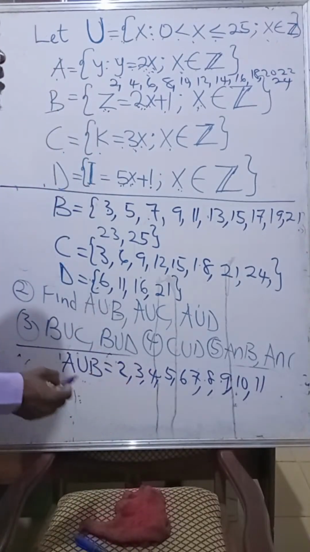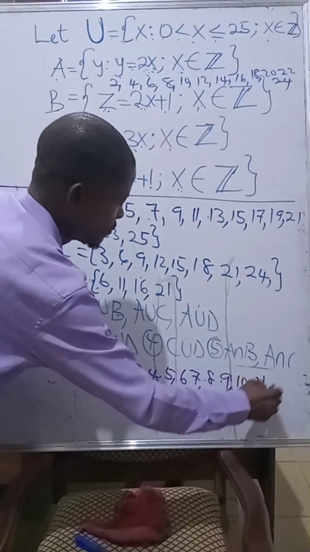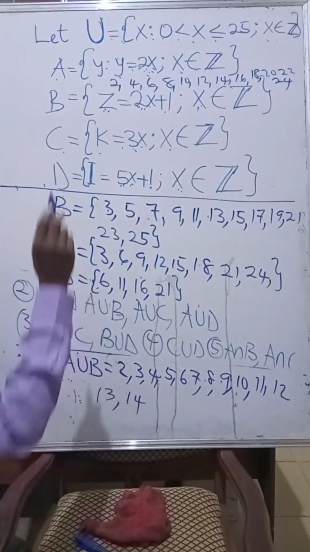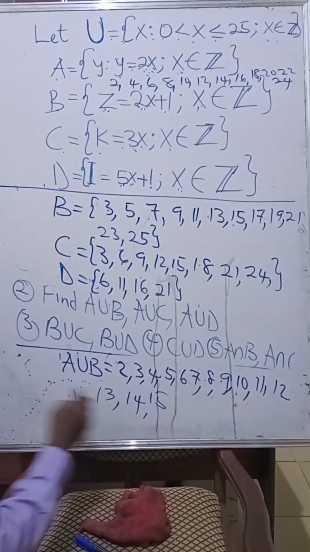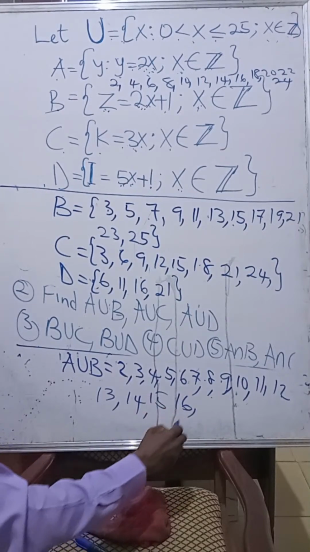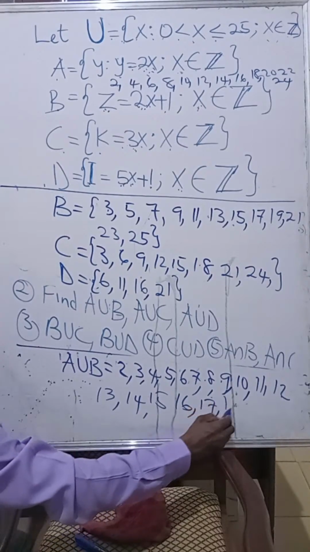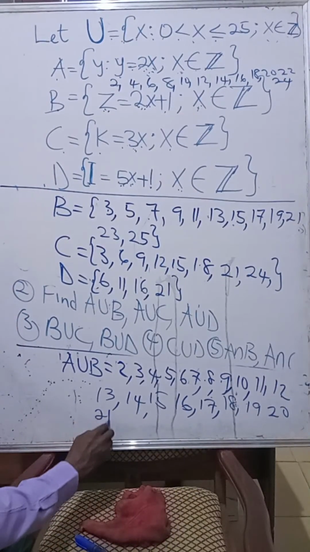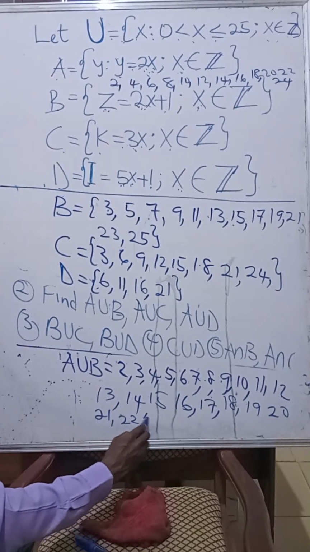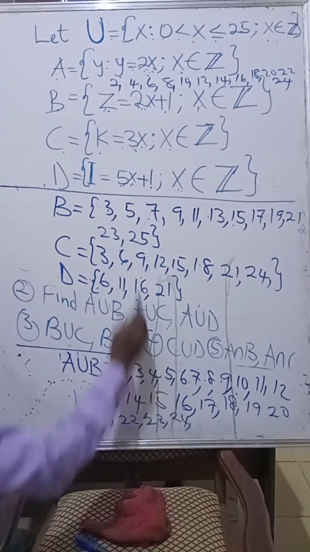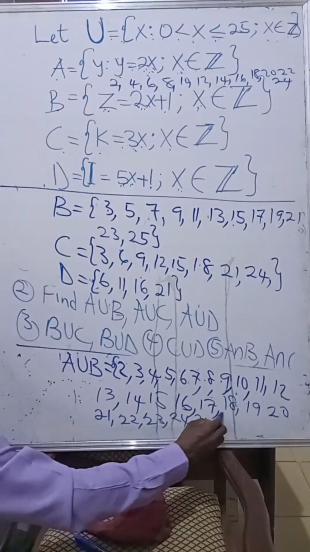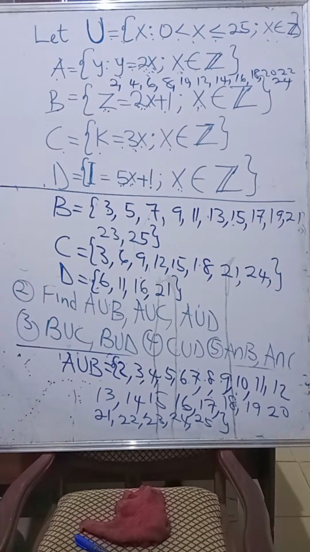11, 12, 13, 14, 15, 16, 17, 18, 19, 20, 21, 22, 23, 24, and then 25. That's A union B for that case.